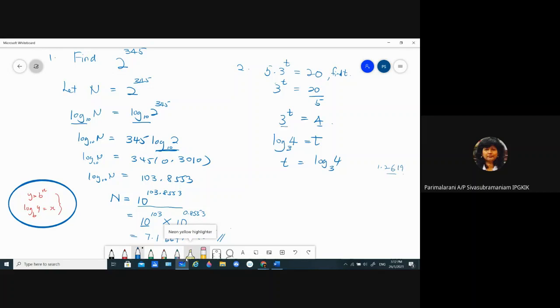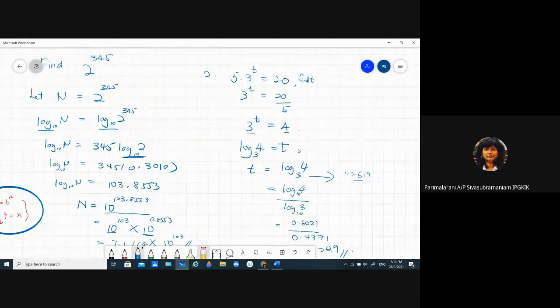But if you don't know how to use your calculator to find this, you know how to find log to the base 10, right? Can we change this to base 10? How do we do that? Log base 10 of 4 over log base 10 of 3. So you will get 0.6021 over 0.4771 is equals to 1.2619. If you know how to do directly, do directly. If you don't know, just change the base and you do like this.